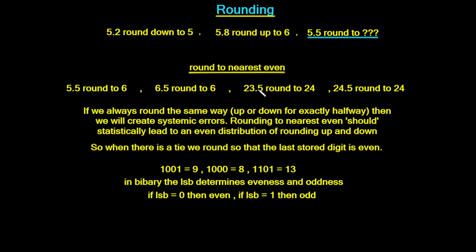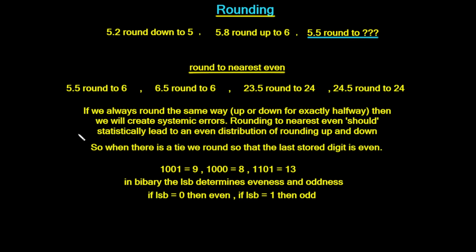So here's another example. If we had 23.5, you can see that the integer value here is a 3, which is odd. Therefore we round up to the next nearest even, which is 24. If we had 24.5, you can see here that the integer value here is a 4, which is even, so we round down to that nearest even, which is the value 24. So this is quite simple. If the integer value is odd, then we round up to the nearest even. If the integer value is even, then we just round down to that integer value.